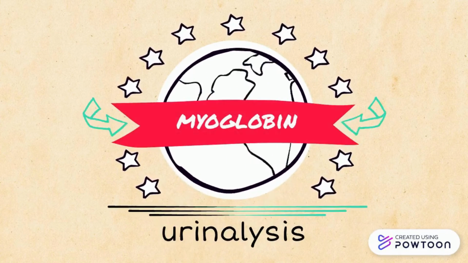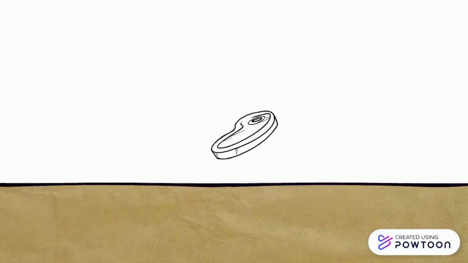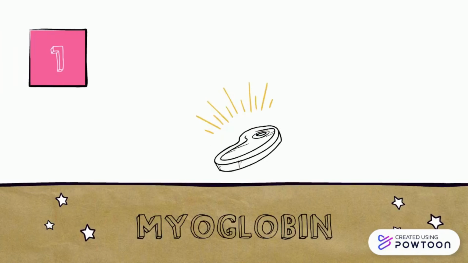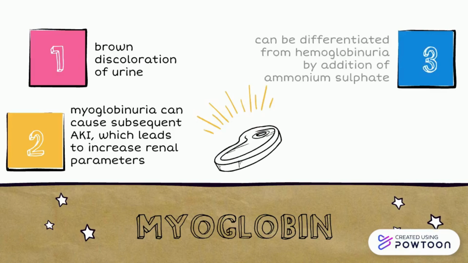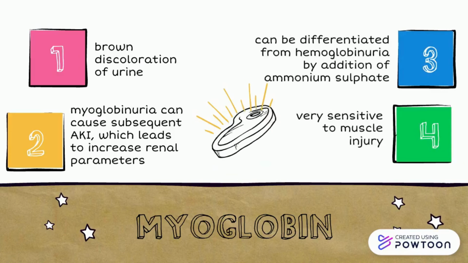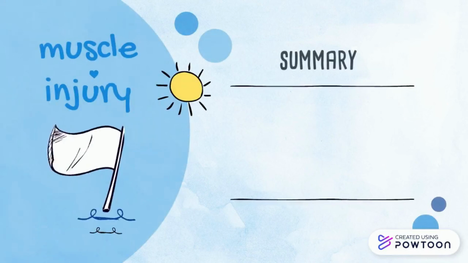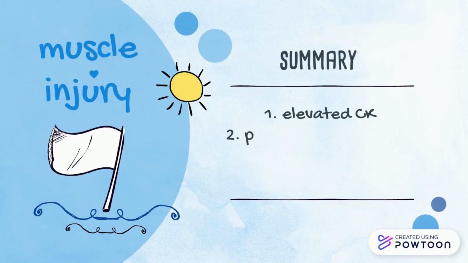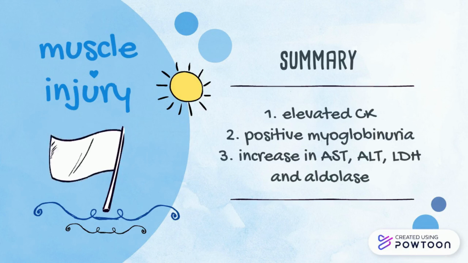Myoglobin in urinalysis. Specific indicator of severe skeletal muscle necrosis or damage. Myoglobin causes brown discoloration of urine, with subsequent acute kidney injury which leads to increased renal parameters. It can be differentiated from hemoglobinuria by addition of ammonium sulfate and is very sensitive to muscle injury. In summary, muscle injury will have elevated CK, positive myoglobinuria, and also increase in the AST, ALT, LDH, and aldolase level.